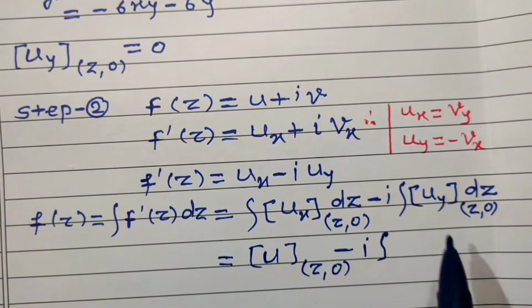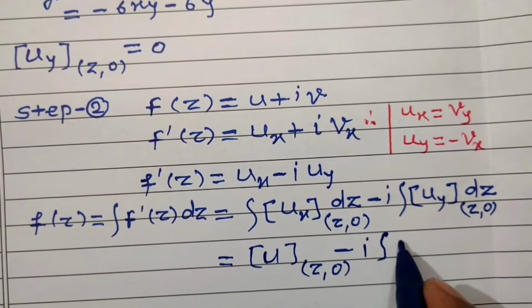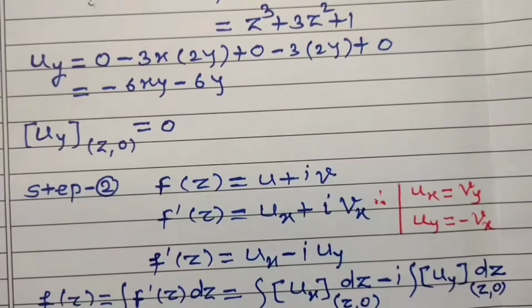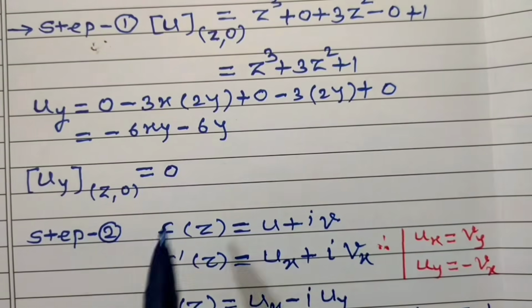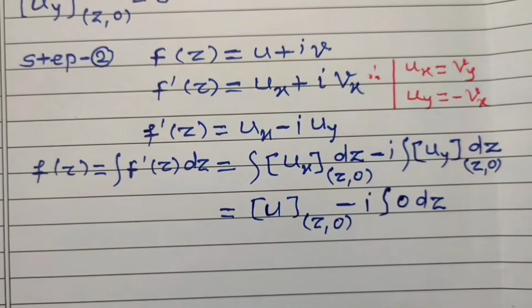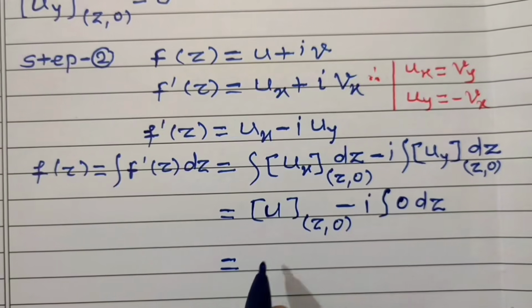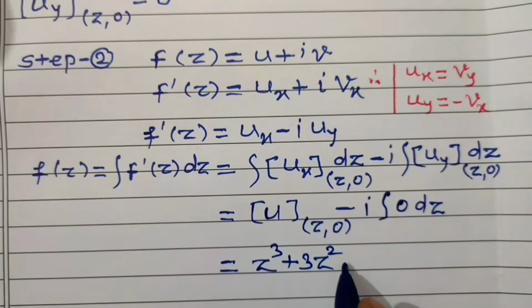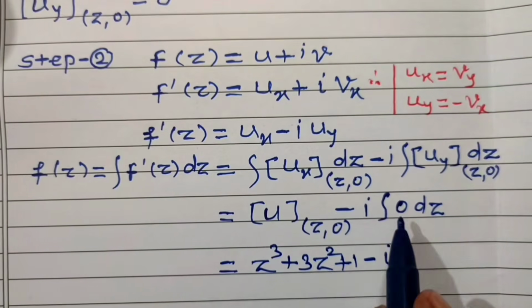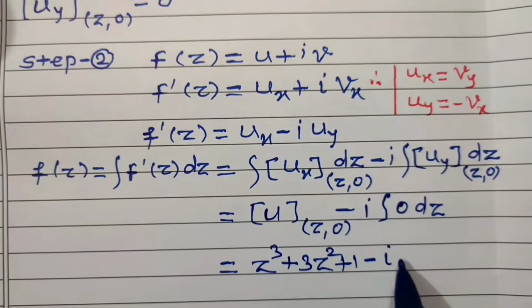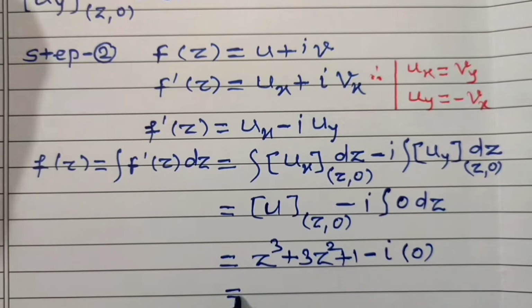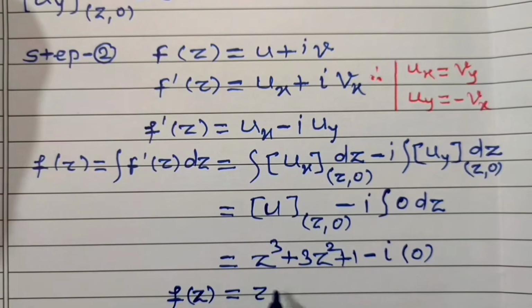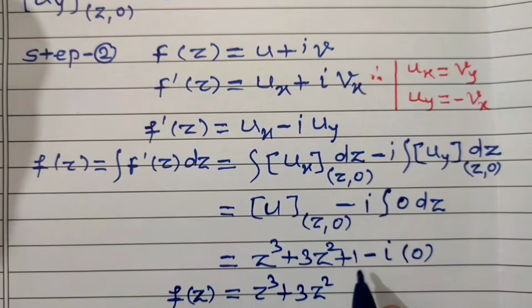Put this value in this integral as integrand 0 dz. But u at z comma 0 is obtained in step number 1, and which is z cube plus 3z square plus 1. Hence, this is equal to z cube plus 3z square plus 1 minus i into integral of 0 with respect to z, that is 0. And finally, analytic function f of z is given by z cube plus 3z square plus 1.